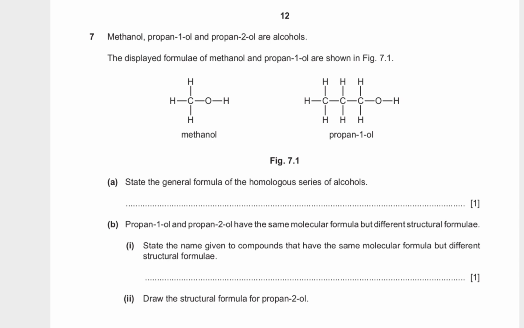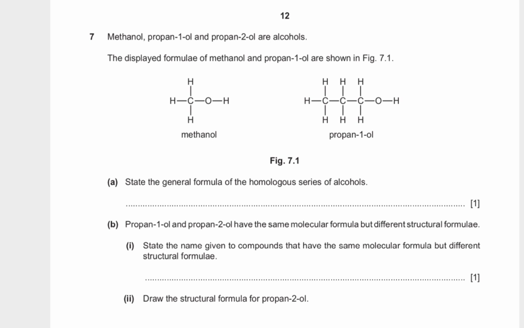So for the general formula, the difference between alkane and alcohol is that one hydrogen is replaced by a hydroxyl group. The formula for alkane is CnH2n+2. So here we just switch that one hydrogen, so it becomes CnH2n+1OH. So that is the general formula.